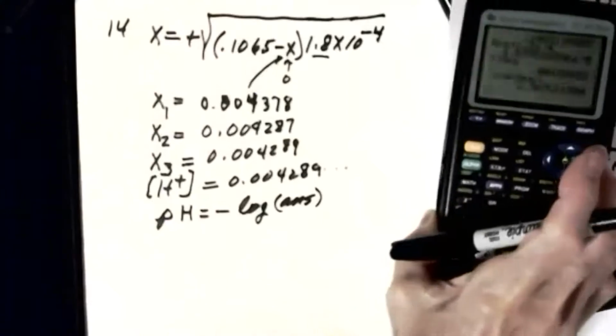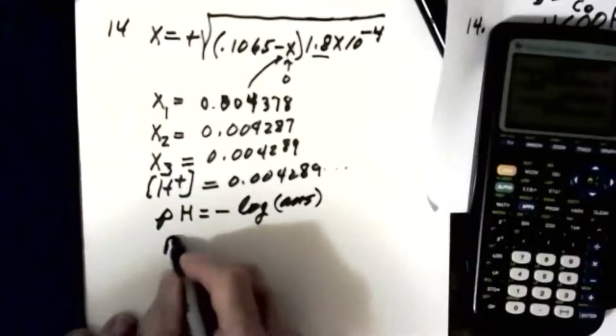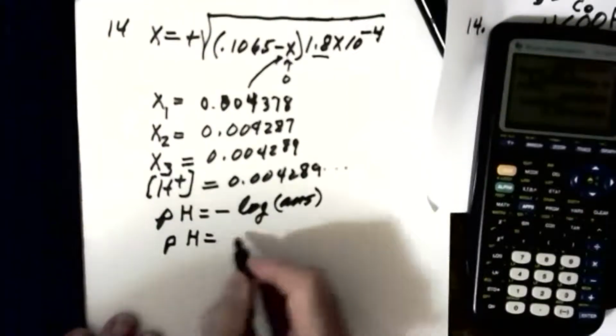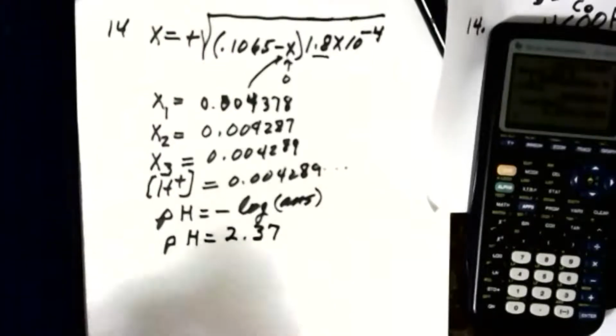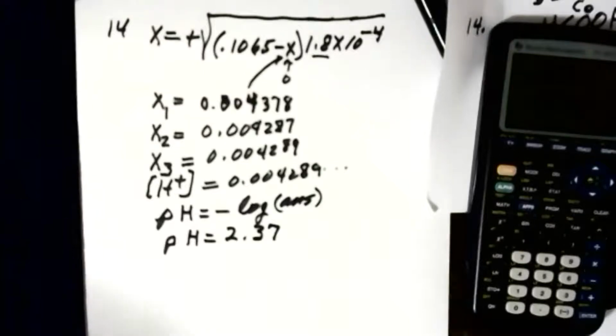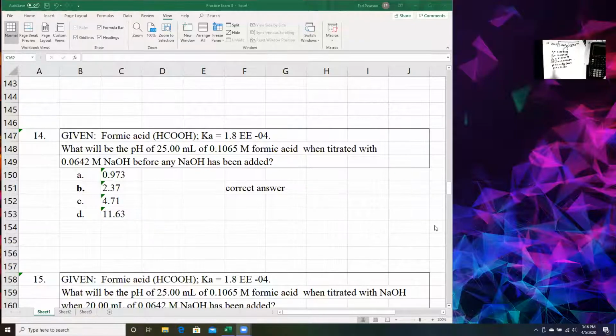2.37. So the pH is 2.37. Let's take a look back at our exam and see if we got it right. Hey, how about that? 2.37, that's response B. So we are good. Let's go to number 15.